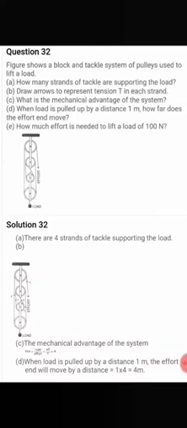What is the MA? In this case, you need to find the MA. MA will be equal to 4. Why? Effort is equal to tension and there are 4 strands, so the load is 4T. So your formula is MA is load by effort, 4T by T, the answer is 4.